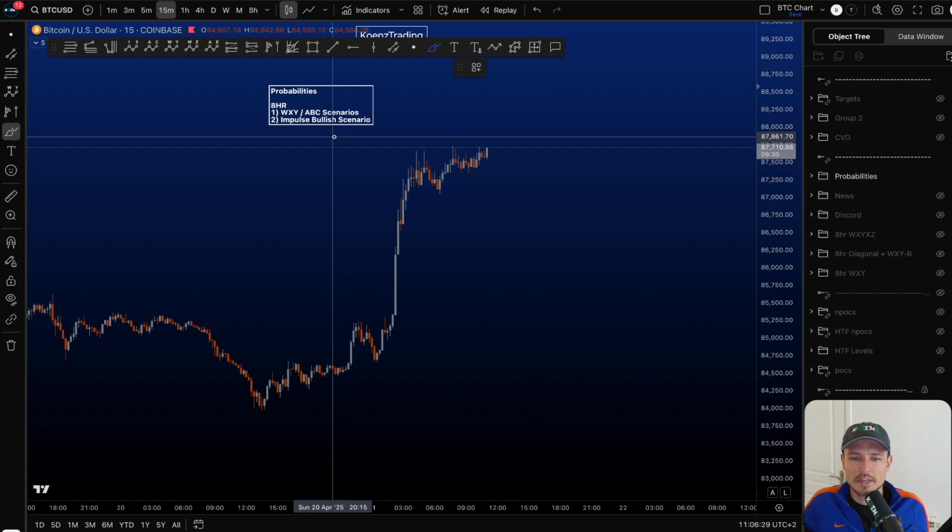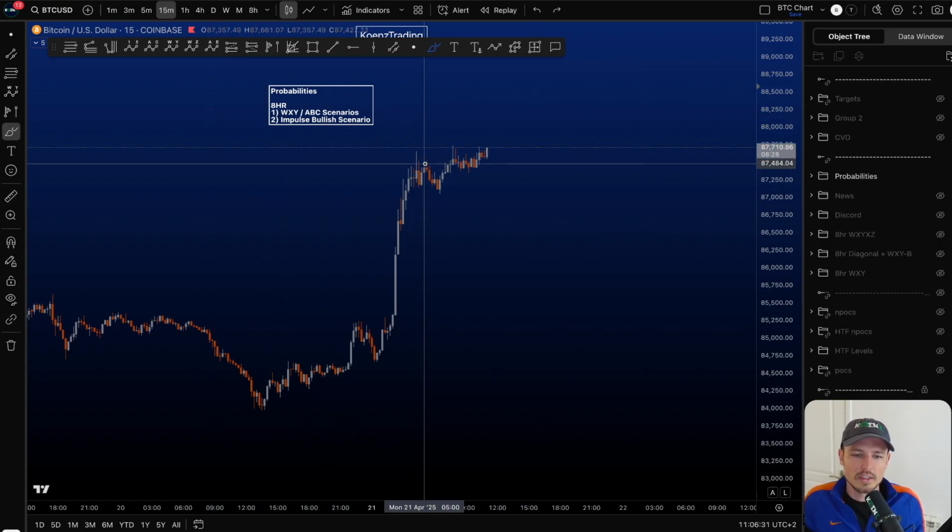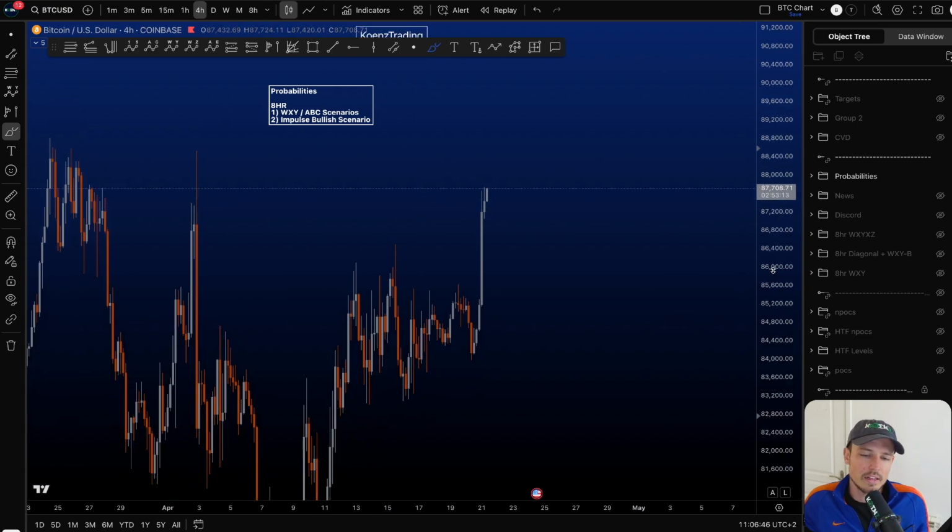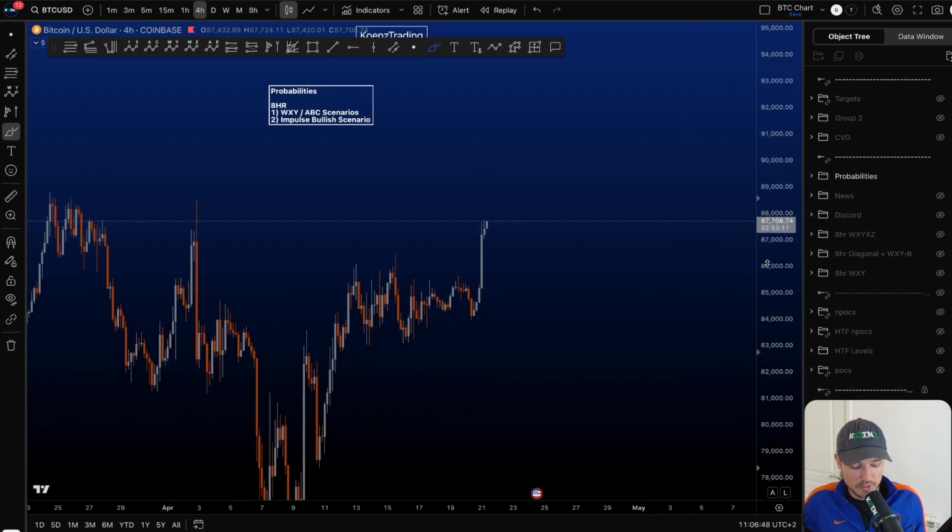And then we have the probabilities as explained at the beginning on the higher time frame. A bigger corrective structure looks better than an impulsive structure to the upside and a continuation of the bull market because of the 0.236 and the WXYXZ. We will, of course, follow along with what price is doing locally, and if the probabilities change, then you will be the first to know.